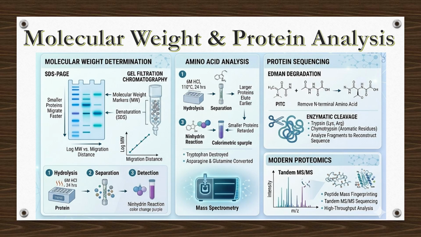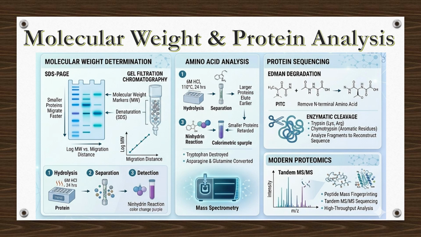Amino acid analysis determines the overall composition of a protein, not the sequence. Classical analysis involves complete hydrolysis of the protein, separation of the amino acids by chromatography, and detection with reagents such as ninhydrin or modern fluorescent tags. Protein sequencing establishes the exact order of amino acids in a chain.